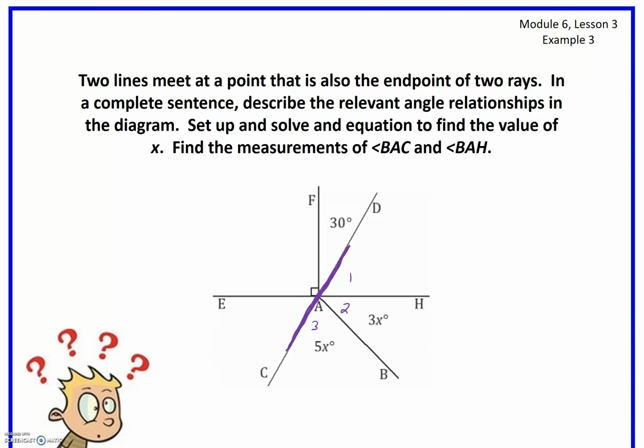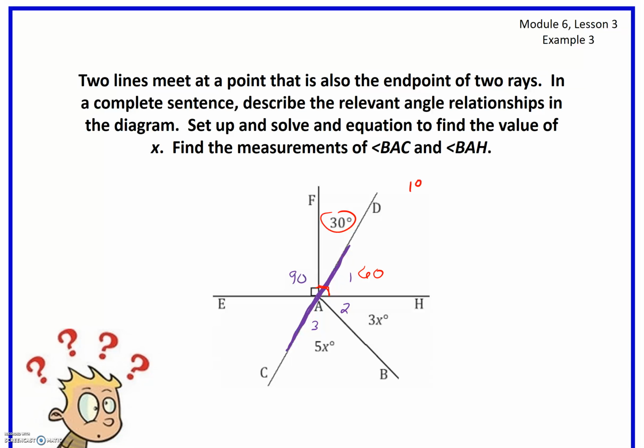However, there is something we can logically use to find out. We know that this angle is 90 degrees. We know that EH is a straight line, so therefore we also know that this is a 90-degree angle. And if this is 90 degrees and this is 30, then we know that angle 1 is 60 degrees.